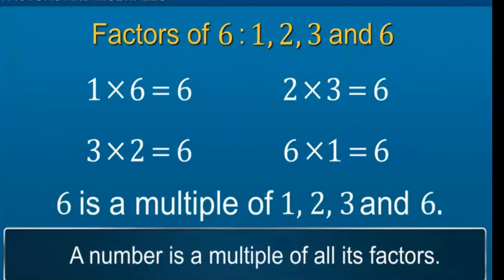The factors of 6: 1, 2, 3 and 6. So 1 into 6 chamber 6 kittunu, 2 into 3 chamber 6 kittunu. Same way 3 into 2 chamber 6 kittunu, 6 into 1 chamber 6 kittunu. So we can say the numbers 1, 2, 3 and 6 are having the multiple 6. 6 is the multiple of 1, 2, 3, and 6. So a number is a multiple of its factors. Factors in the multiple are number itself.